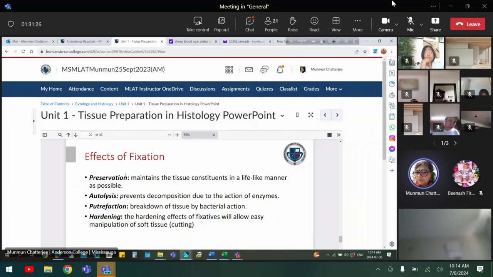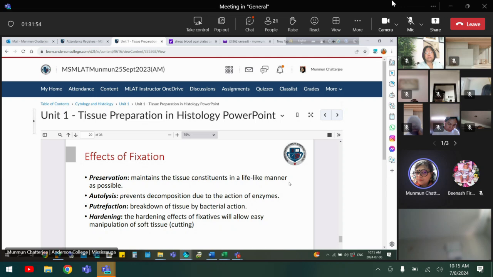Why is fixation important? What are the effects of fixation? Preservation, number one. All these points are important. It maintains the tissue constituents in a lifelike manner. How the tissue is composed, what the structure is, everything is going to be preserved in a lifelike manner. That is the main objective of fixation.